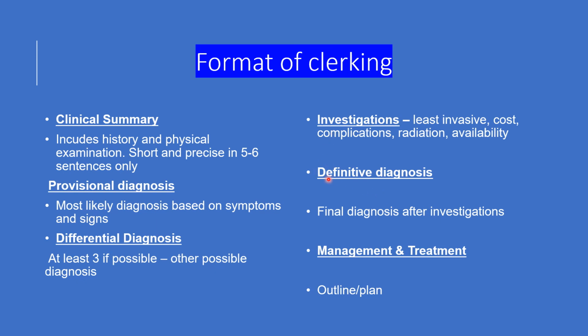After the investigations, you come to the definitive or final diagnosis. Okay, after reviewing the results of all the investigations, and possibly even with tissue diagnosis or biopsy, then you can come to a definitive diagnosis. Okay, so after the definitive diagnosis comes the management and treatment, which can be immediate treatment and delayed treatment. And after the treatment, then you've got to have an outline plan for the patient for the long-term management of this condition.